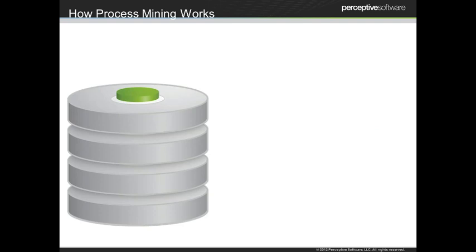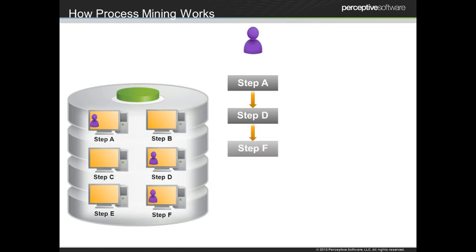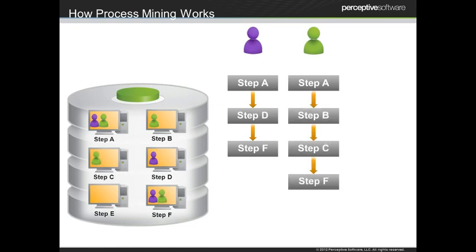The next graphic shows what we're going to do with that data. In this first case, we have this little purple person. It doesn't necessarily need to represent a person. Think of it as a file or a case, however you want to visualize that. It starts with step A. Step A could be a claim submitted or something like that. Then it goes to step D, and then to step F. That's the first case. The next one, this green case, goes from A to B to C to F. So a few different steps there and a different path to get there.